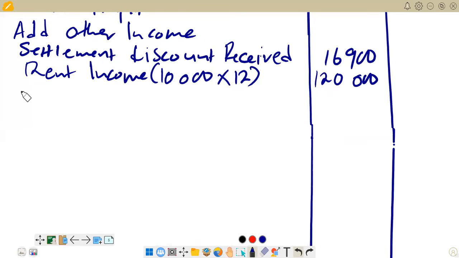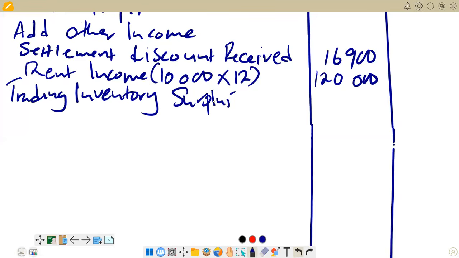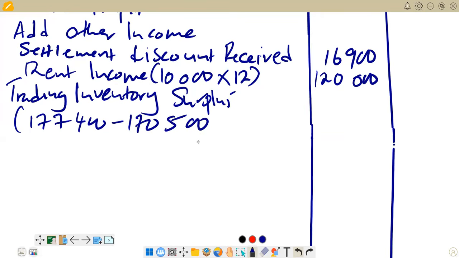We are now here. We are now saying this is a trading inventory surplus. Then in brackets, we just summarize the working. What are we saying? We are saying 177,400. Then we subtract the 170,500. So when you do that, let's just calculate it correctly. Use a calculator. You get 6,900. So this is what we have.